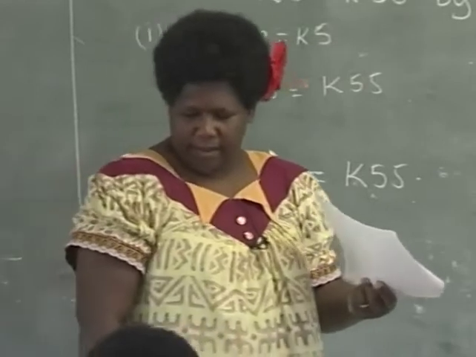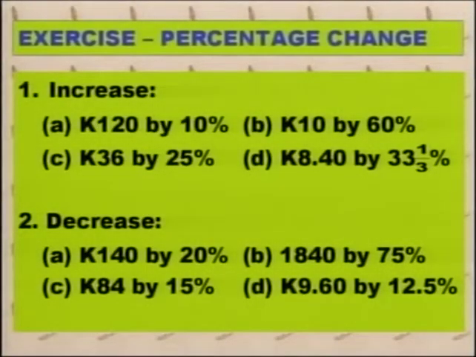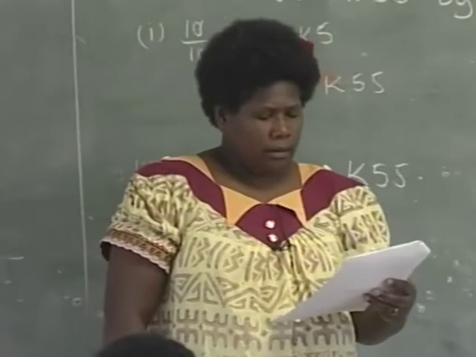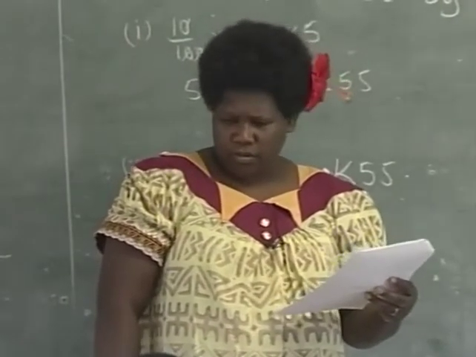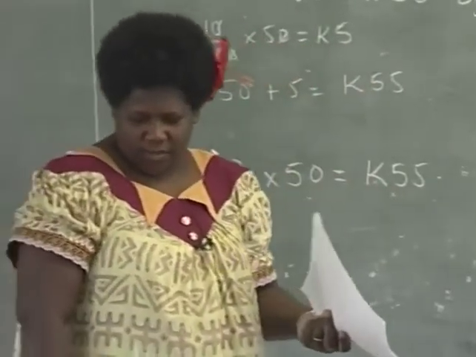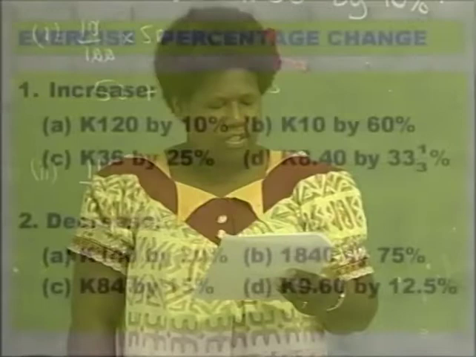Letter B, Velma. 16 kina. 16 kina is correct. Letter C, Vui. 45 kina. Correct, 45 kina. D, Solomon. 1D. 19 kina 60. 19 kina, 60. You sure? I've got 11 kina 20. Okay, 11 kina 20. You must have increased a little bit more than 33.33%.